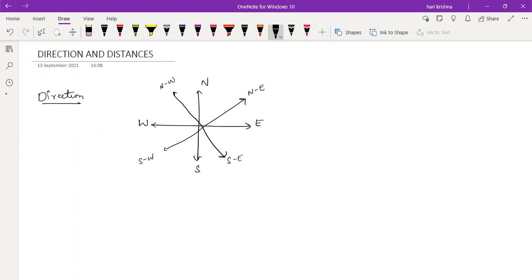So always north to east, what is the angle? 90 degrees overall. So all are at the 90 degrees. But if you take the northeast or any of the middle directions, they are at a 45 degrees with respect to the horizontal line.